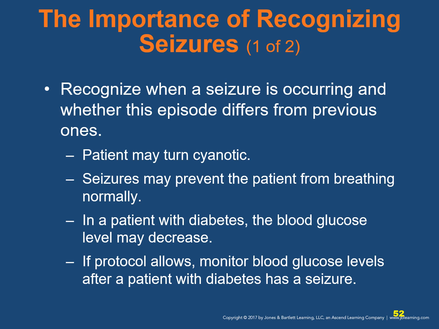The importance of recognizing seizures can't be understated. You must recognize when a seizure is occurring and whether this episode differs from previous ones. A patient may turn cyanotic from a lack of oxygen in the blood. Seizures may prevent the patient from breathing normally. In a patient with diabetes, the blood glucose level may decrease. If your local protocol allows, closely monitor blood glucose levels after a patient with diabetes has had a seizure.